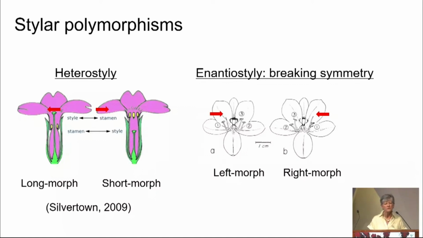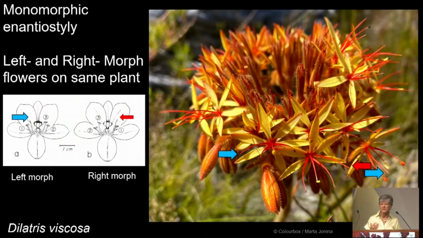What is more unusual is when you get the style deflecting either to the left, which we call a left morph, or a right morph, and that's called enantiostyly, and that's breaking symmetry. So there are many examples where we get both left and right flowers on the same plant. So early on today, you saw a picture of a tomato flower being buzz-pollinated. And if you go home and look at your tomato plants, you'll see that some of them have a left morph and some of them the right morph, but it's always on the same plant. And we call that monomorphic enantiostyly.